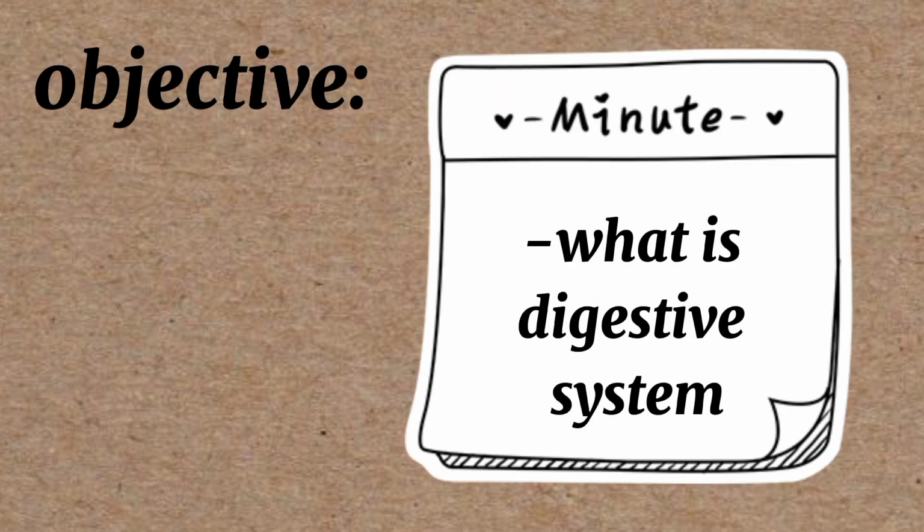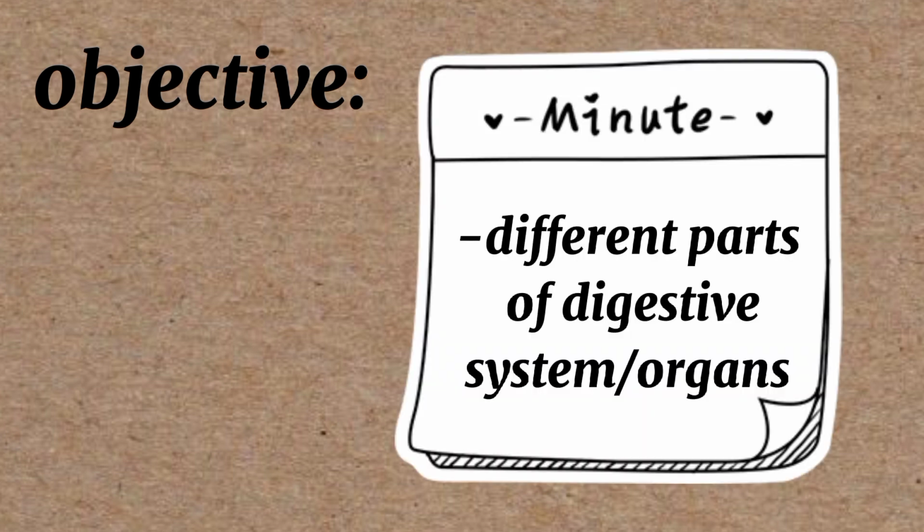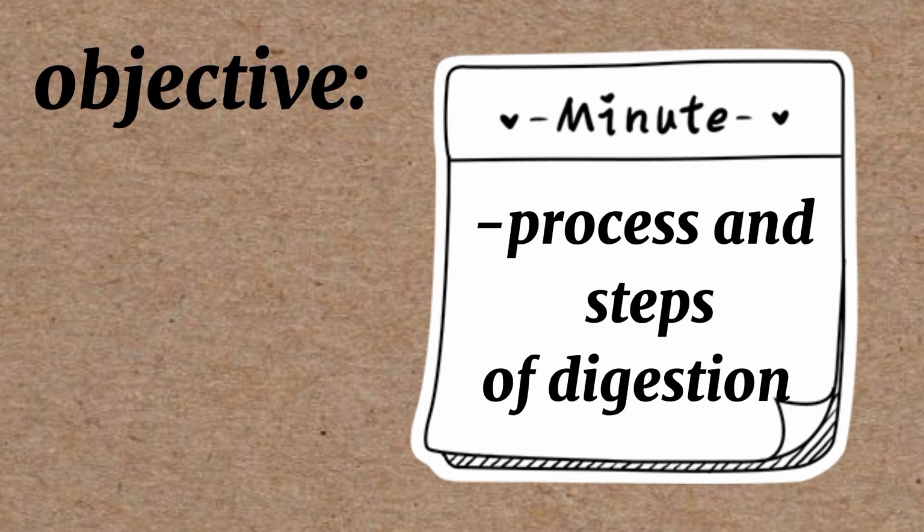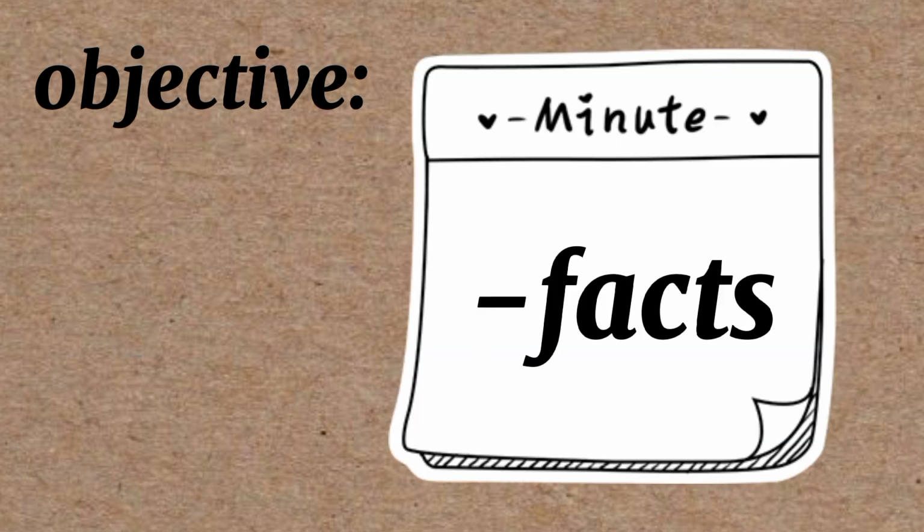Let me give you the objectives. First, what is the digestive system? Second, different parts of the digestive system or organs. Third, processes and steps of digestion. Lastly, facts.